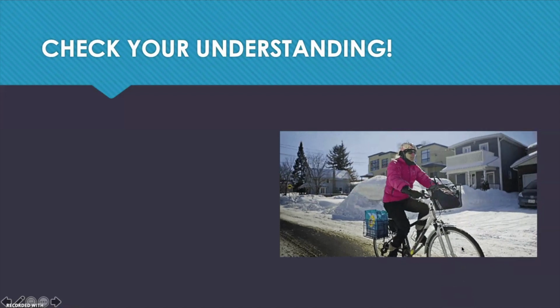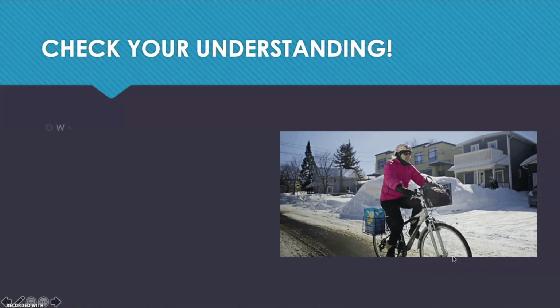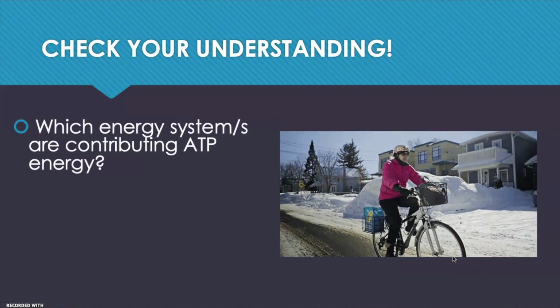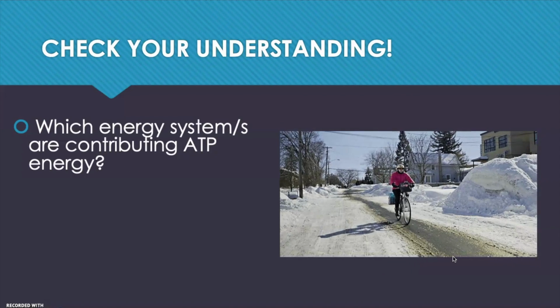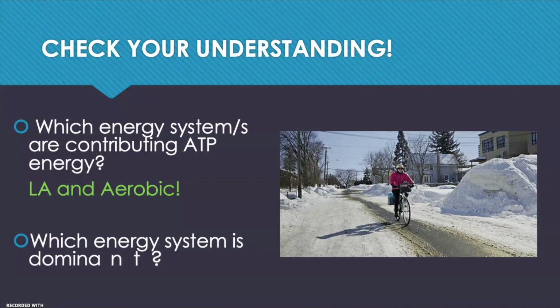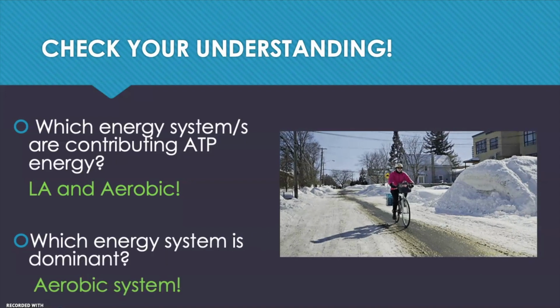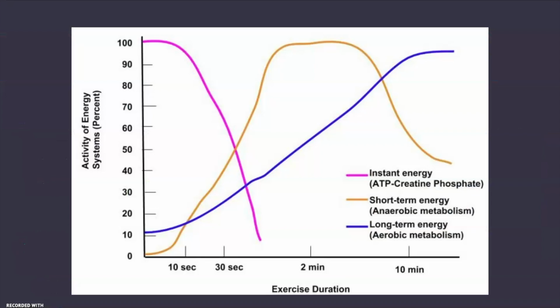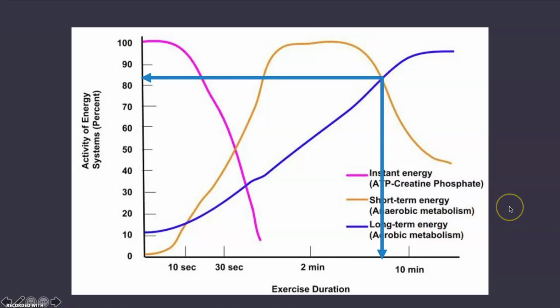So our final example is a lady riding a bike. She's been doing so for about 7 minutes. So which energy systems are contributing ATP to allow her to do this? Think about this one. The lactic acid and the aerobic system. But which one would be dominant after around 7 minutes? Yep, the aerobic system. For the final time, let's check in with our graph to see why this is the case. Here we have the lines. So after about 7 minutes, we've got about 80 to 85% of energy coming through the aerobic system, making it the dominant provider of ATP. But we still have about 10 to 15% being provided by the lactic acid system.